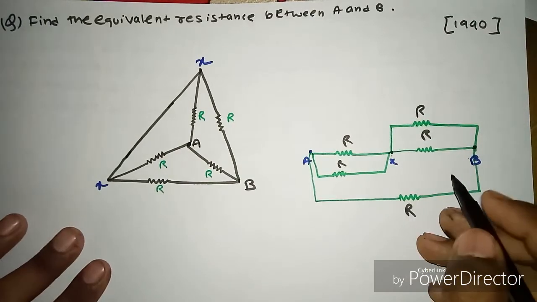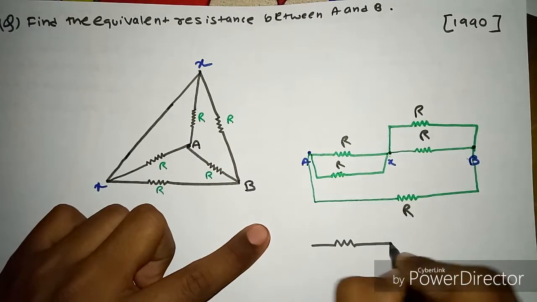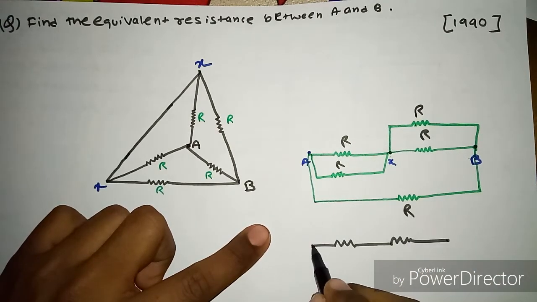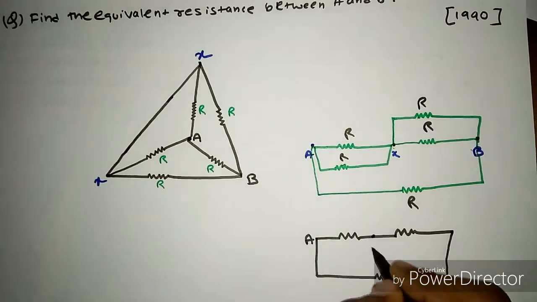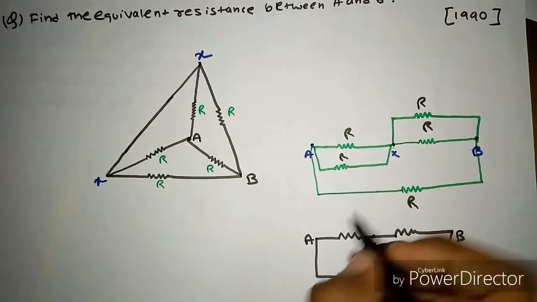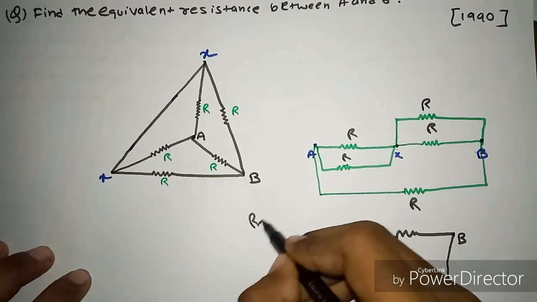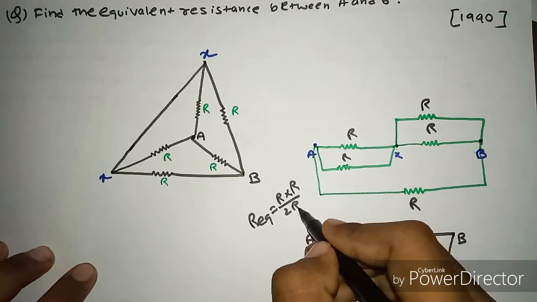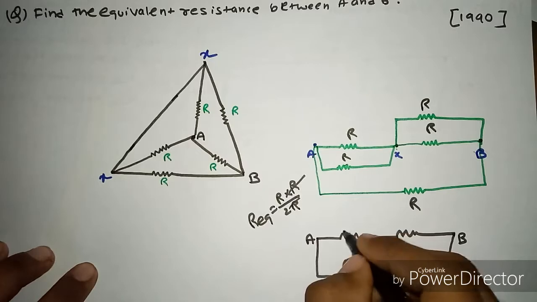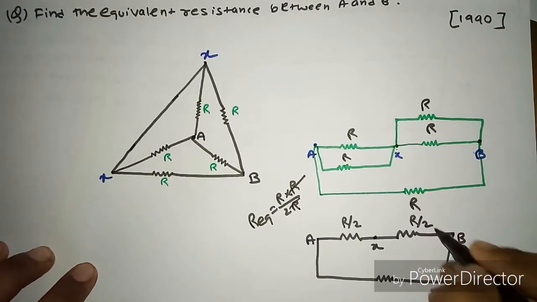Now if we solve this, we get A, X, B. So this R and this R is in parallel, so for a parallel circuit, R equivalent equals R into R by 2R. So the answer will be R by 2. Same case applies here. R equivalent is R by 2.